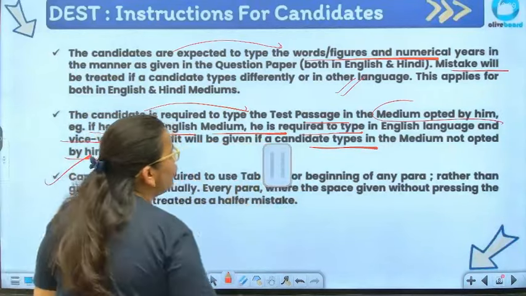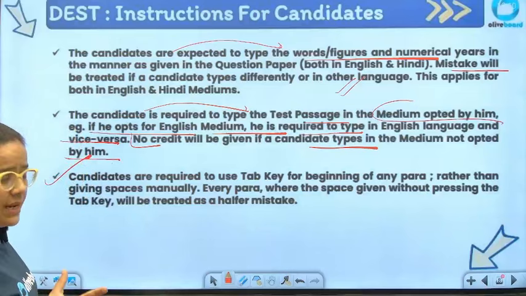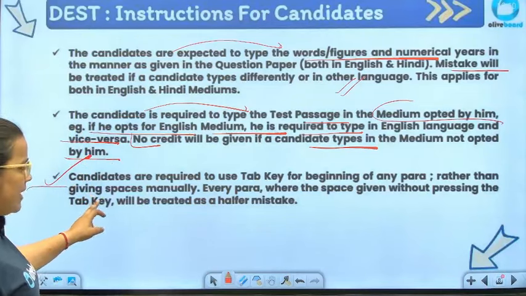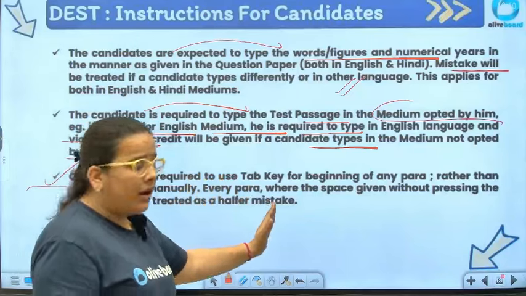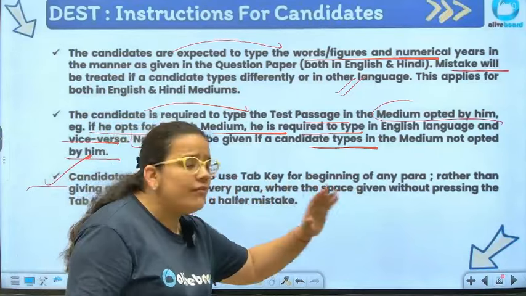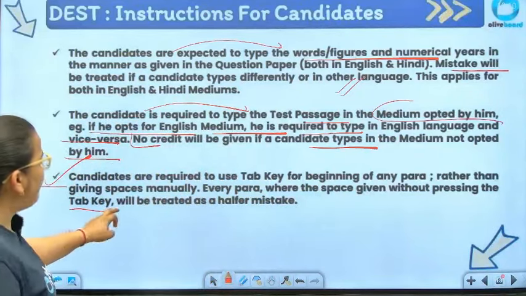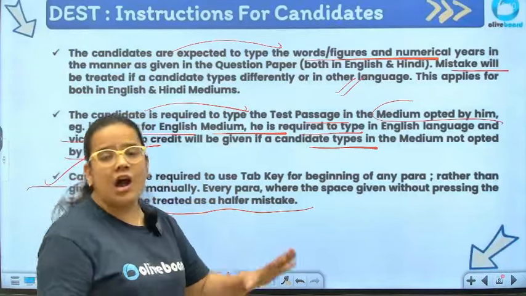Candidates are required to use the tab key for the beginning of any para rather than giving space manually. Every para where the space is given without pressing the tab key will be treated as half a mistake.